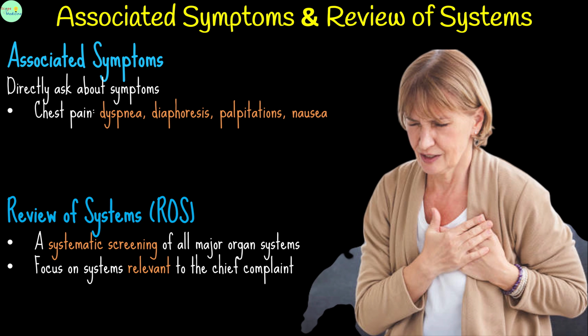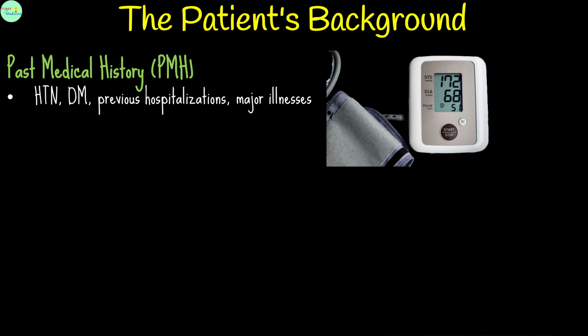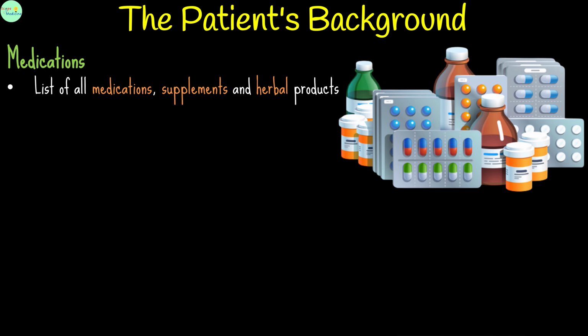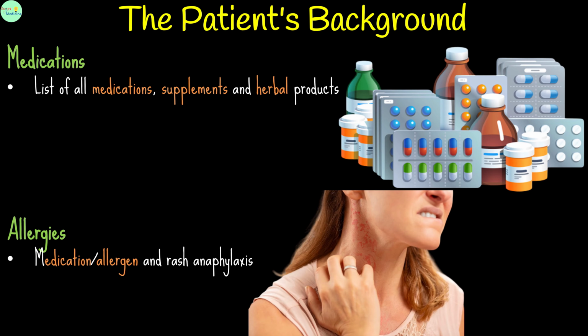To understand the patient fully, we explore their background through past, social, and family histories. The past medical history includes all chronic conditions like hypertension or diabetes, previous hospitalizations, and major illnesses. Include a relevant obstetric history. The past surgical history lists all procedures, their dates, and any associated complications. Document all medications meticulously. This includes prescription drugs, over-the-counter medications, supplements, and herbal products. Always note the dose and the patient's actual adherence pattern.